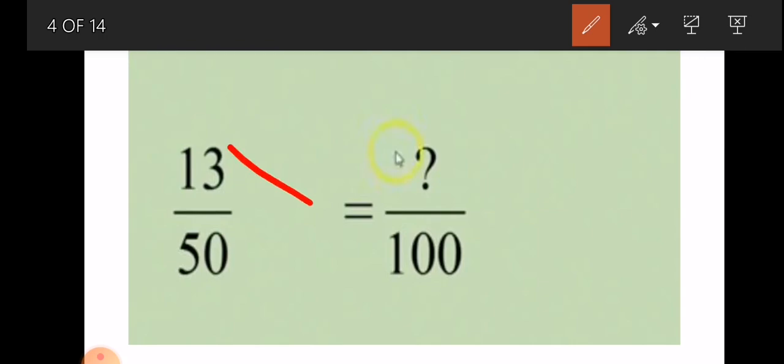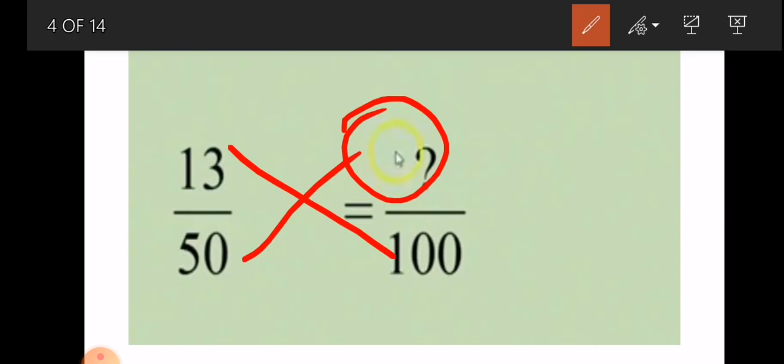What is the other way? The cross multiplication. 13 multiplied by 100, then divide by 50, you will get the number which is here, which is the percent. Okay, but sometimes the number here, I cannot make it easily as 100. So in this case, just the cross multiplication way can work. And we will see while we're doing the rest of the practice.